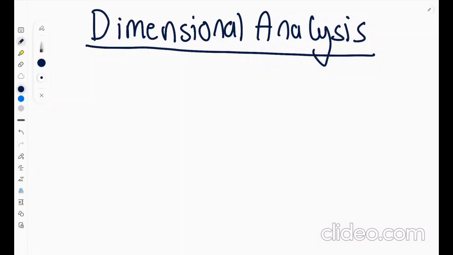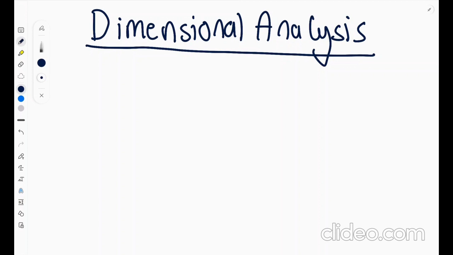Welcome to this video on dimensional analysis. In this video, we will explore how dimensions and units play a crucial role in simplifying equations, ensuring consistency in calculations. Dimensions and units form the foundation of measurement. They help us understand and quantify the physical world around us.